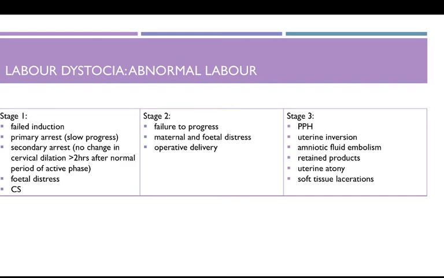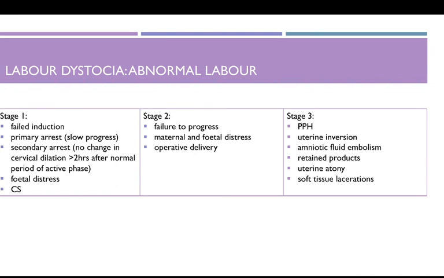Okay, so abnormal labour. This is more to do with the different things that can go wrong in each stage. In stage 1, you can have a failed induction, slow progress, or fetal distress, and that might mean that you need to progress to a C-section. In stage 2, again, you may have failure to progress, you may have maternal or fetal distress, and you may need to try an instrumental delivery or C-section.